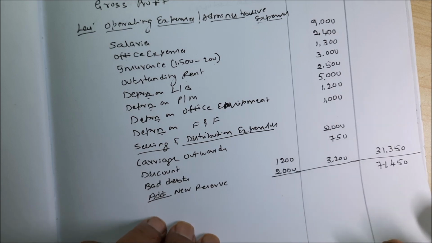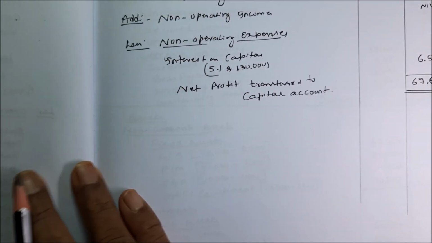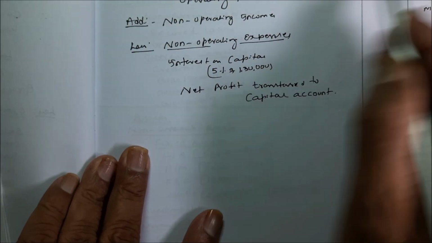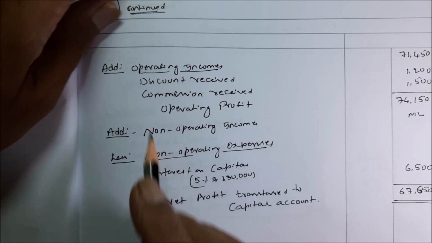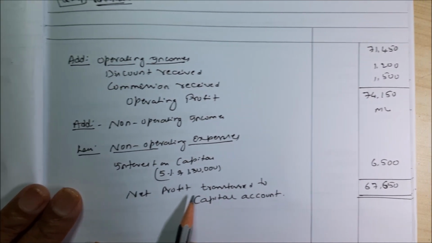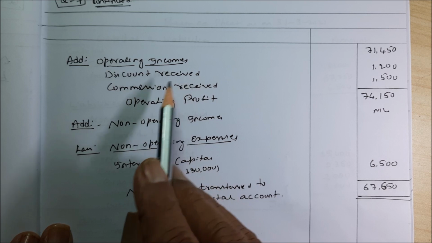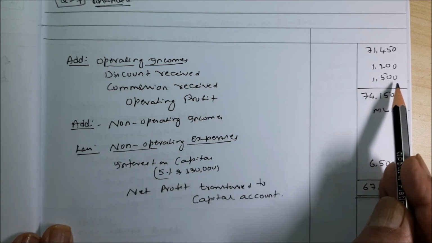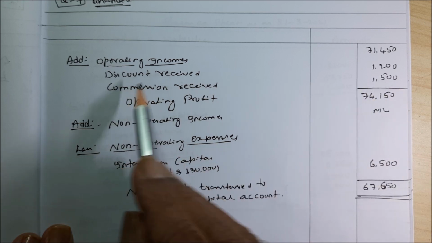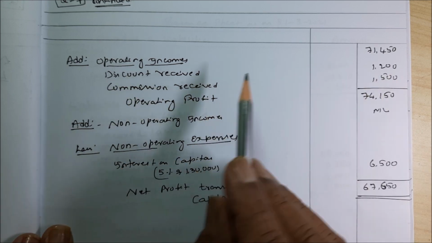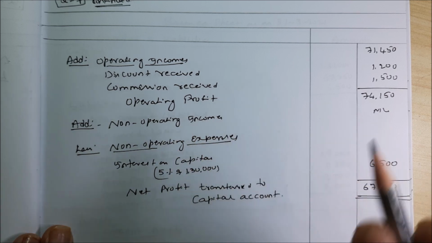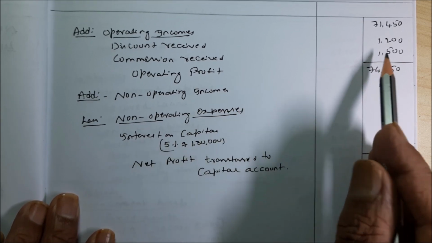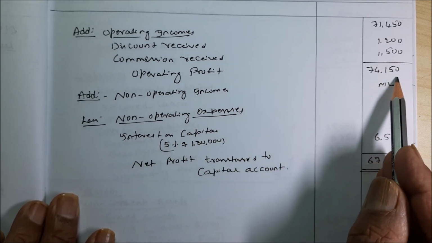It is not the end of it. Still you have something more. That is 71,450. Add operating income: discount received 1,200, commission received 1,500. These are all operating. That means in the business, discount receivable, discount payable, commission receivable, commission payable, all are operating. So if you add that, it comes to 74,150.